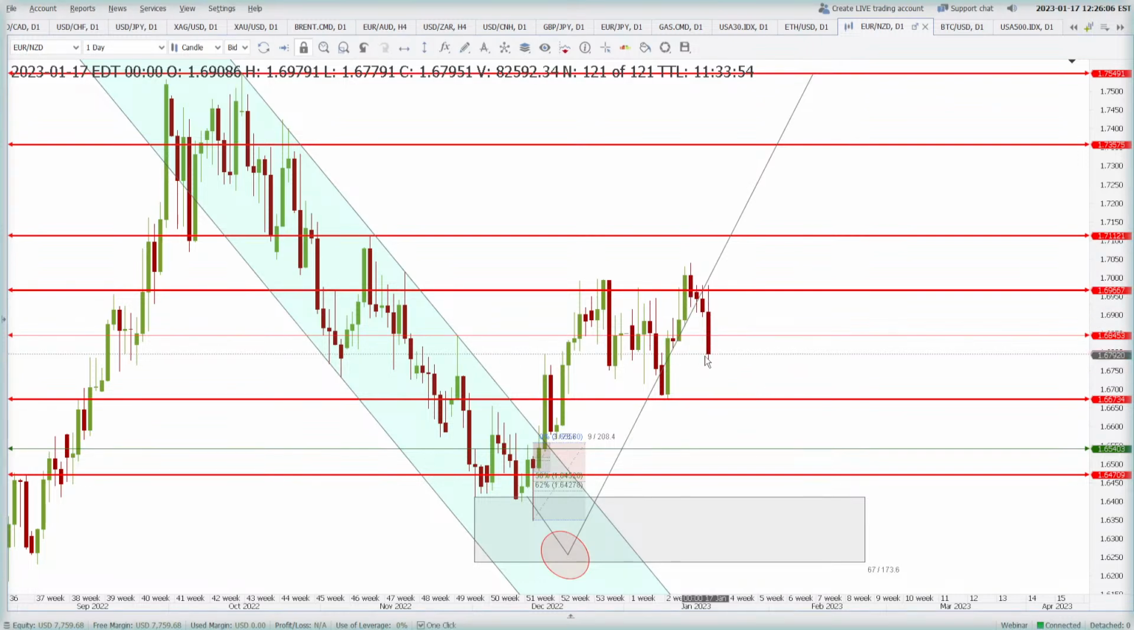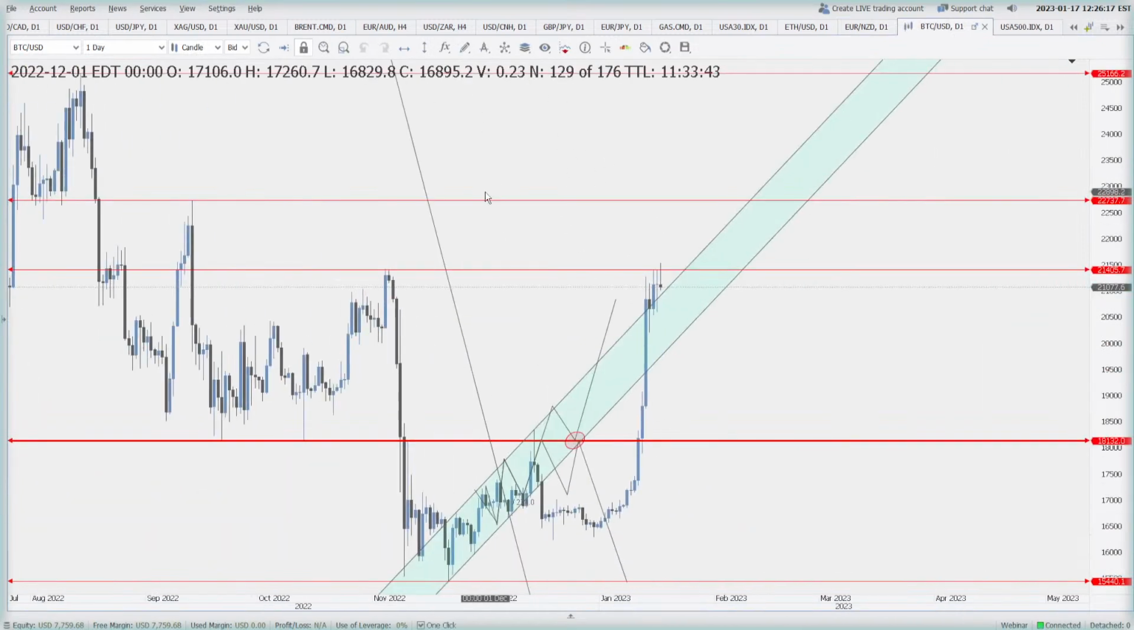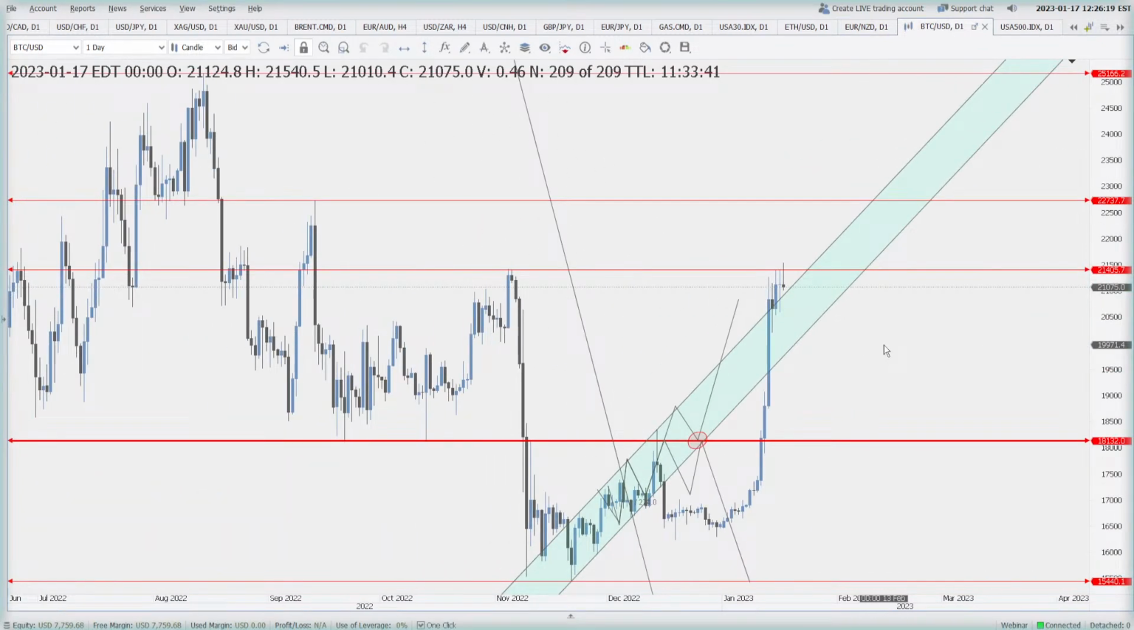Selling this market, looking at this bearish candle, is not recommended because the market structure is up. Okay, Bitcoin. So here comes your Bitcoin. 21405 is the resistance.